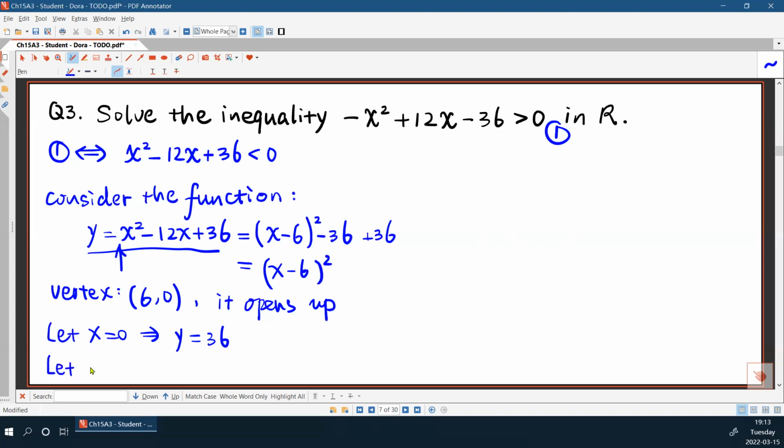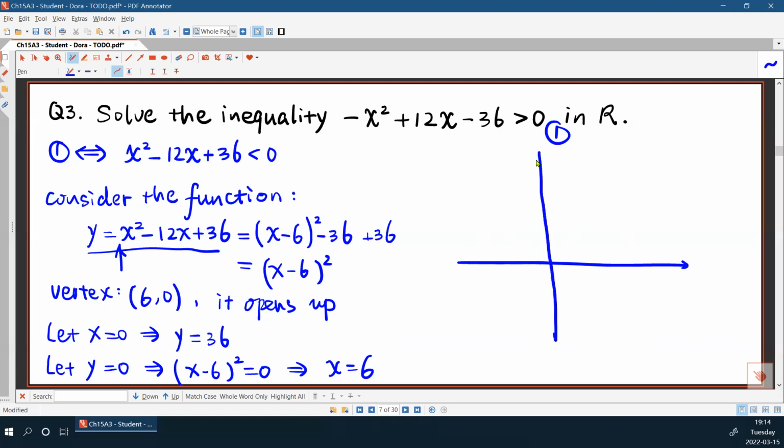And next, we can find its x-intercepts by letting y be 0. Okay, if y is 0, we can put it here, right? That means if y is 0, (x minus 6) squared is 0. Therefore, you can solve that x is actually 6, right? Okay, that means there is only one x-intercept, which is (6, 0). Now we can sketch the graph of this function like this.